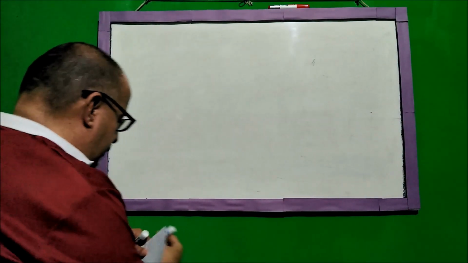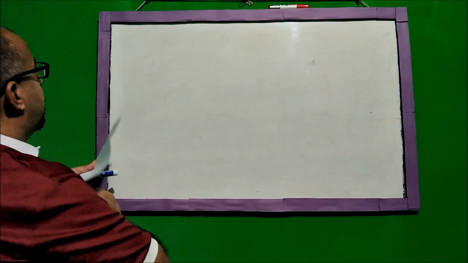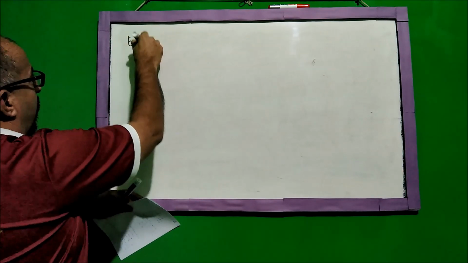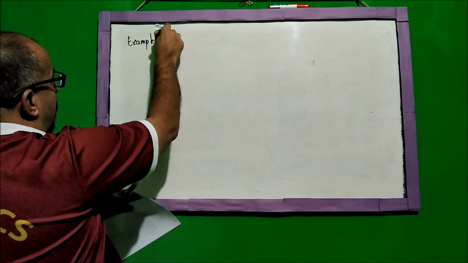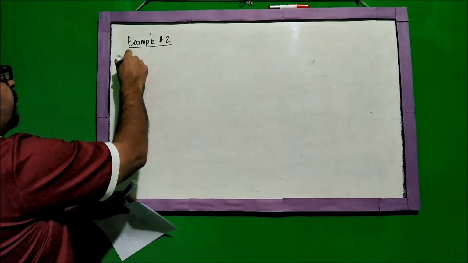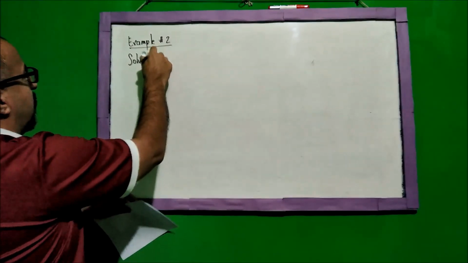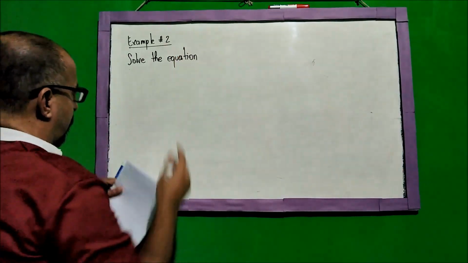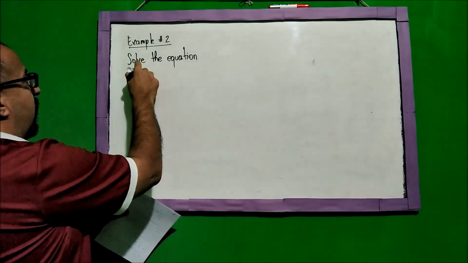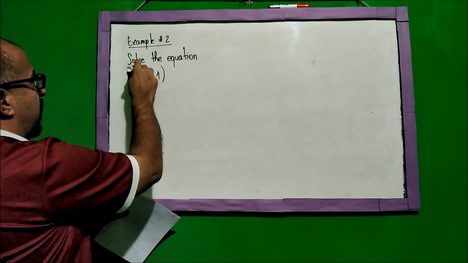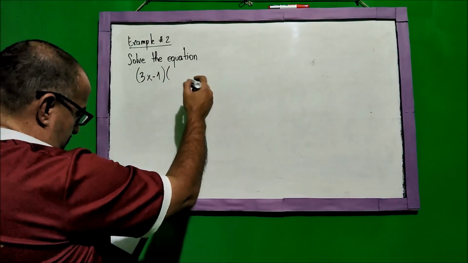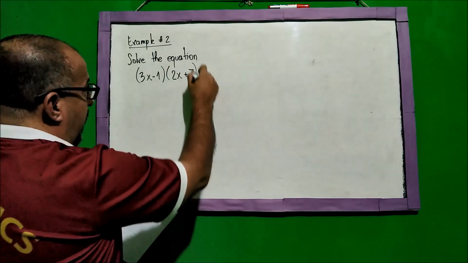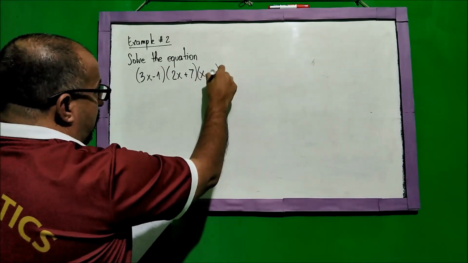Now let's analyze example number 2. Example number 2 tells me to solve the equation (3x minus 1), 2x plus 7, and finally x minus 6, all this equal to 0.